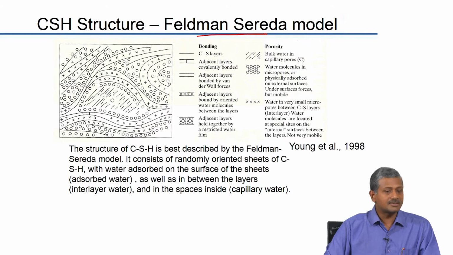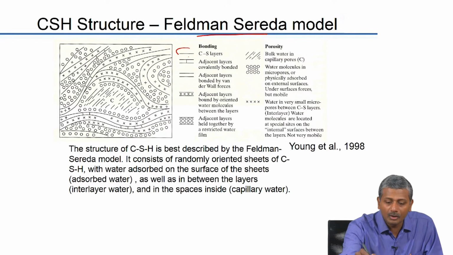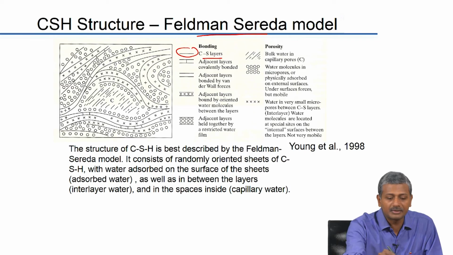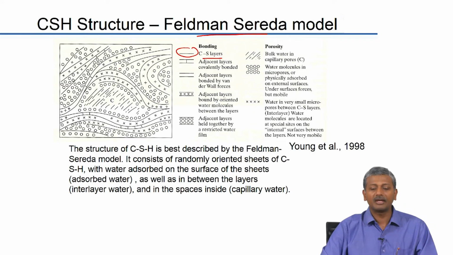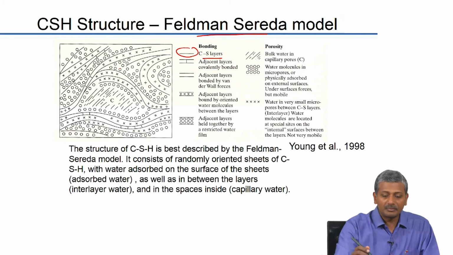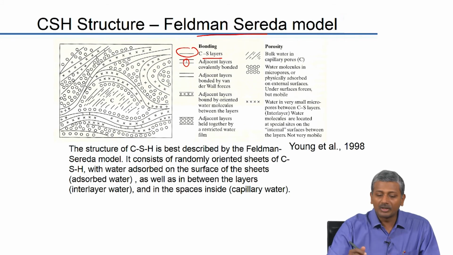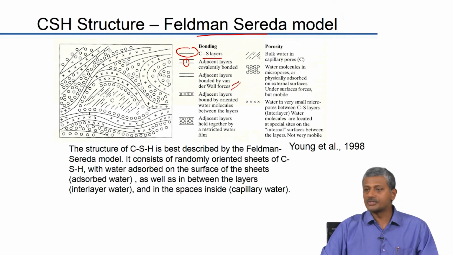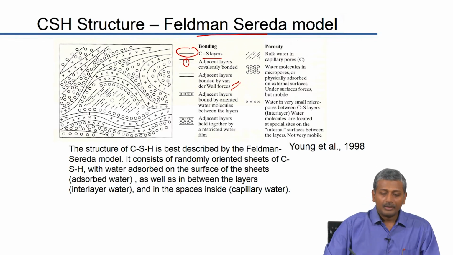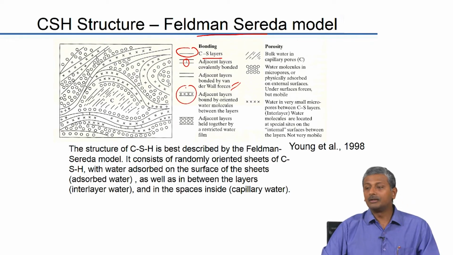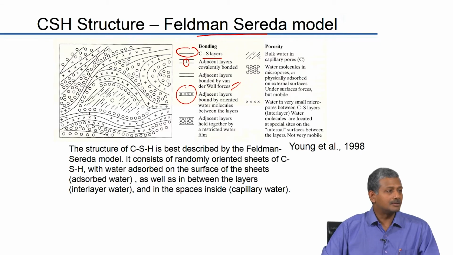According to this, CSH is present in layers or sheets. Okay, you can see these sheets indicated on the diagram on the left. Okay, and some of these layers of CSH may be covalently bonded. Some of the layers may be bonded by weak van der Waals forces. That's more commonly accepted, that these layers are loosely held by van der Waals forces. Okay. There are molecules of water which are in between the layers, which we call as interlayer water.